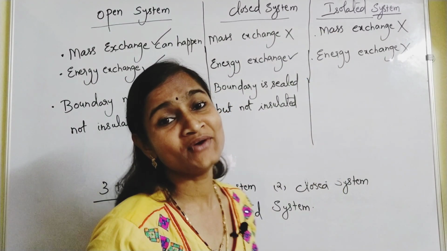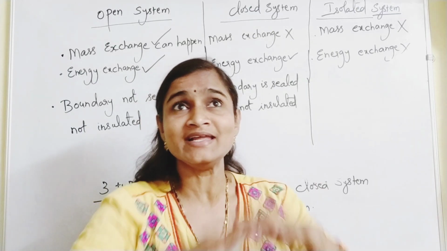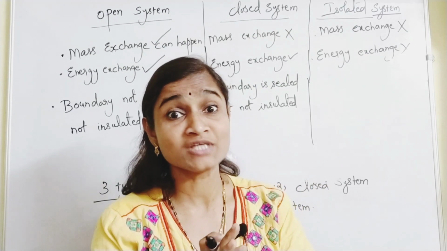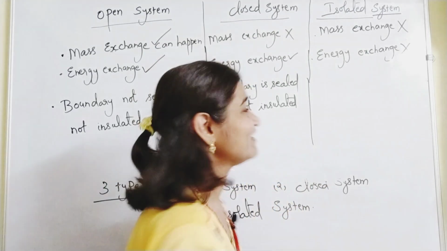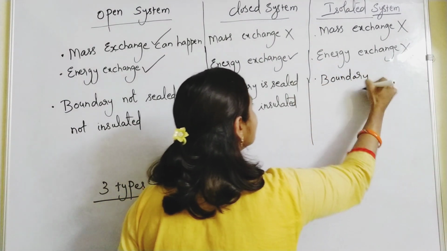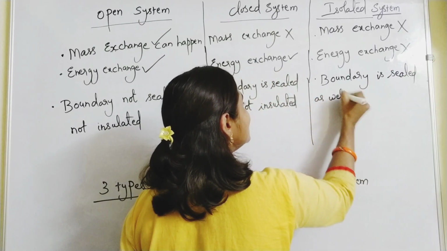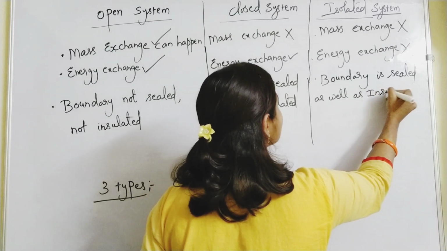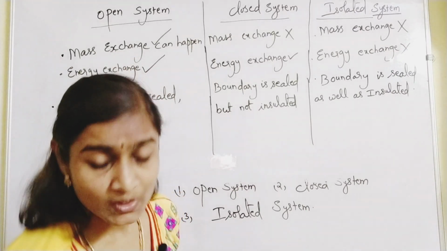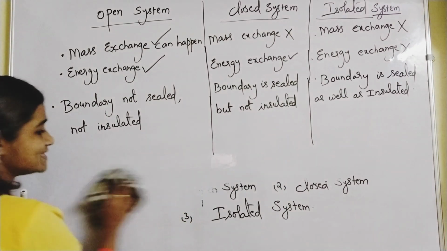You have seen the word isolated being used. The person who gets COVID is totally restricted to a single room. He is not supposed to come out. So the boundary is sealed as well as insulated. Sealed as well as insulated. That is what you call an isolated system.